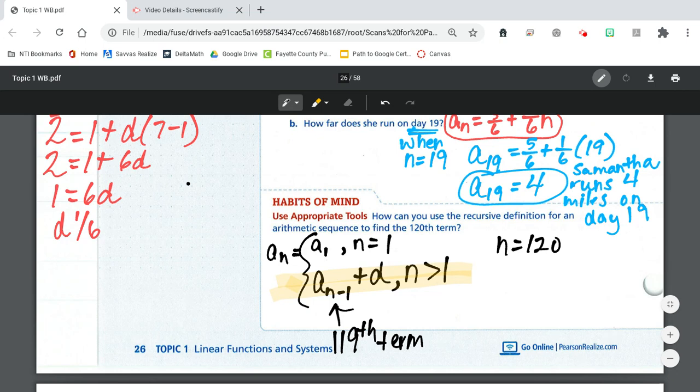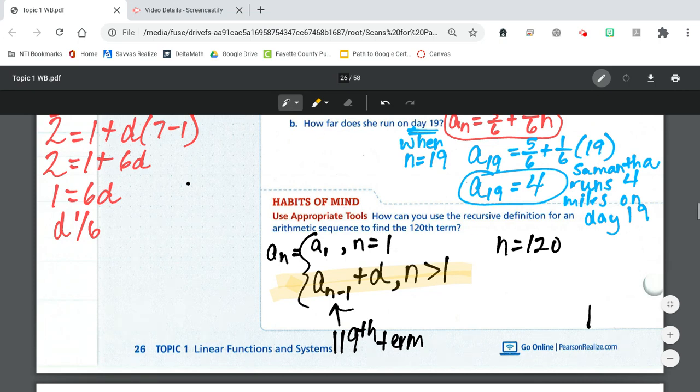So you'll find that as you're doing these, the formula you want to stick with the most is the explicit definition if you're being asked to find a specific term. Recursive definition is more something you just need to be familiar with and be able to recognize and understand. But most of the problems that you're going to solve are going to use the explicit definition if they're just asking you to find a specific term.